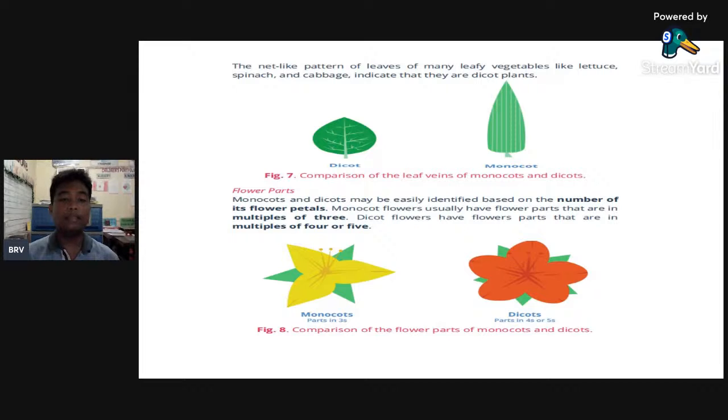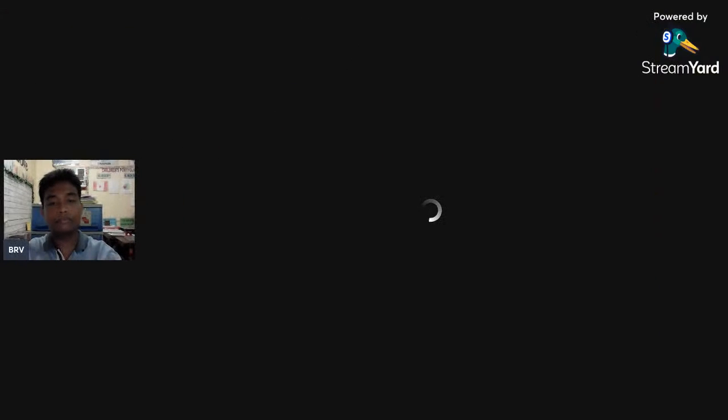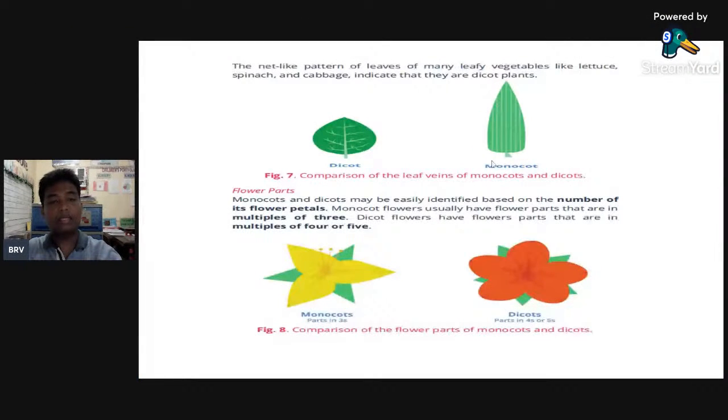And then another one is the flower parts. Monocots and dicots may be easily identified based on the number of its flower petals. So this is very interesting, because there we can know which one is a monocot and which one is a dicot, just by looking at their leaves and flowers. So here we can see which one is the dicot and which one is the monocot.